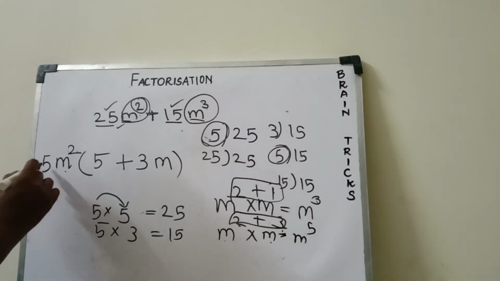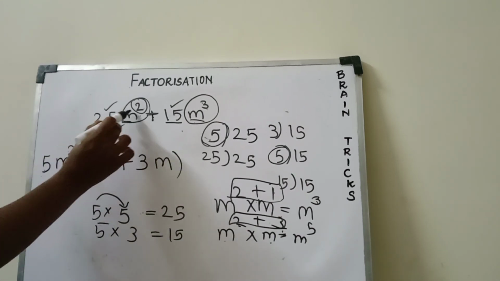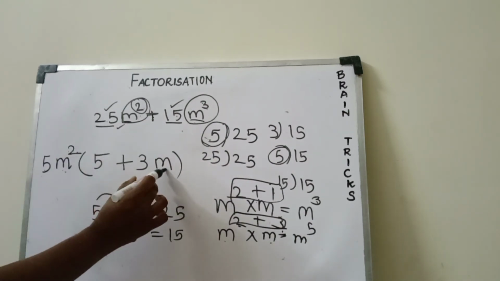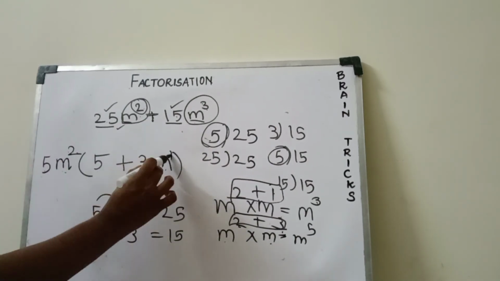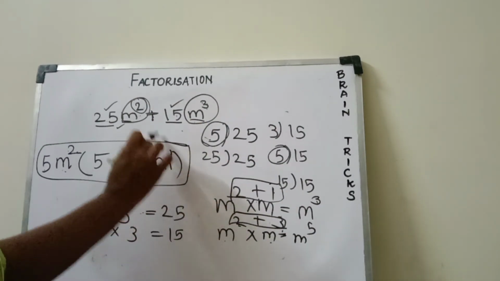Clear? So now multiply 5 into 5, which is 25. M power 2. Plus 5 3s are 15. M power 2 into m. Here I have 1. Just add the powers. 2 plus 1, which is 3. So this is the factor of this term. Clear?